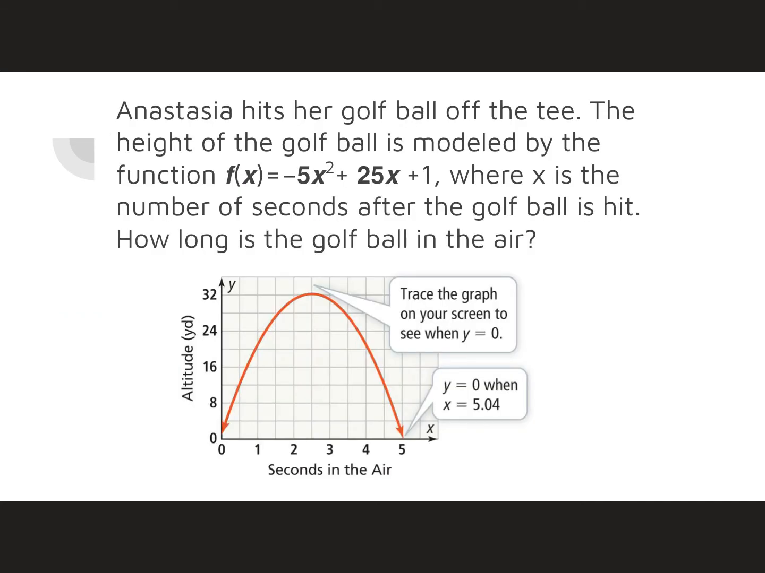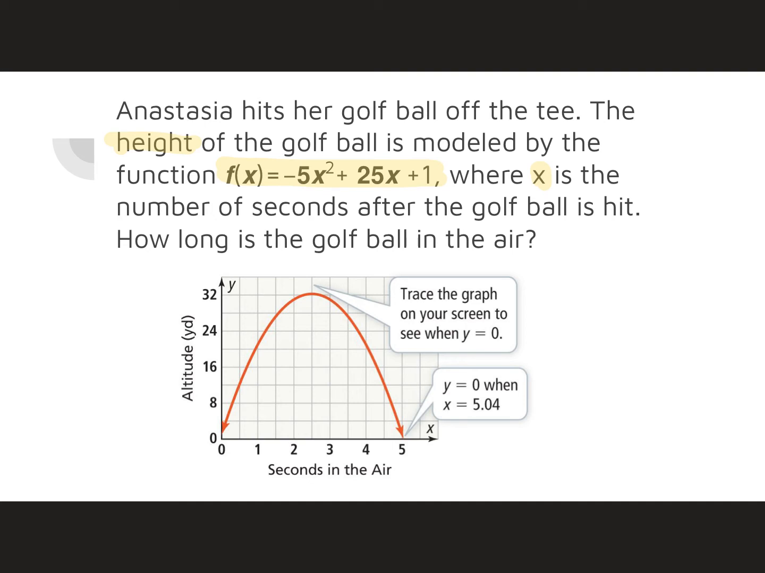So now let's look at how we use this in the real world. I know you guys always are interested in that. Anastasia hits her golf ball off of the tee. The height of the golf ball is modeled by this function. F of x equals -5x squared plus 25x plus 1, where x is the number of seconds after the golf ball is hit. How long is the golf ball in the air?